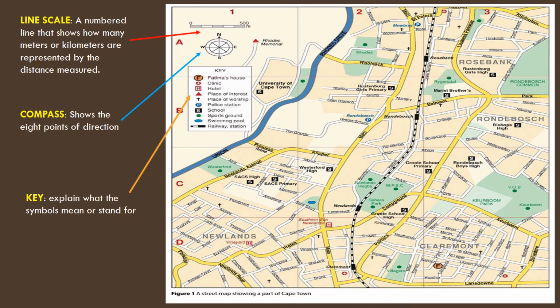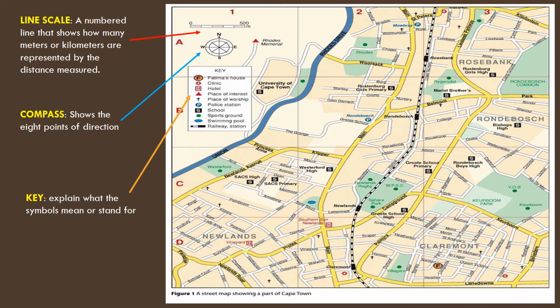Now moving on to our compass. A compass shows the 8 points of direction. Remember, right at the top we have north, at the bottom we have south. On your left-hand side we have west, we also have east. And in between each of those points we have northeast. Northeast is between north and east. We have southeast, which is in between south and east. We have southwest, which is in between south and west. Lastly, we have northwest, which is in between north and west. Those are the 8 points of direction.